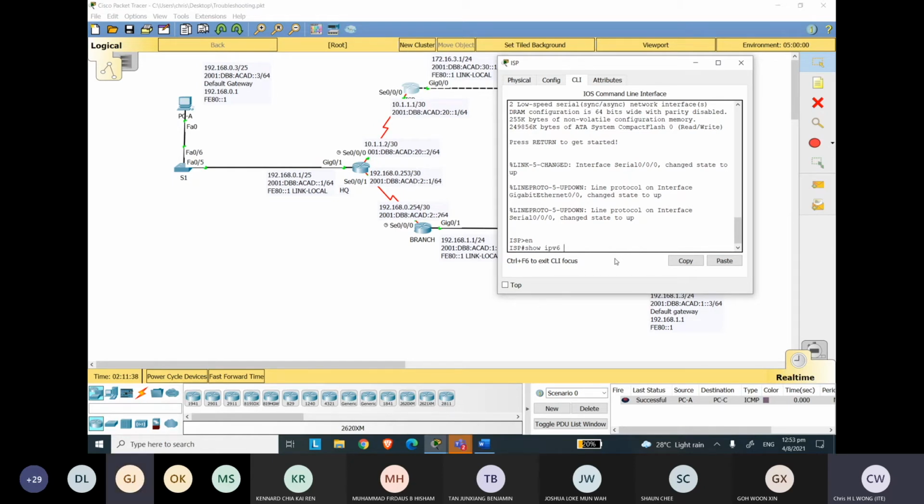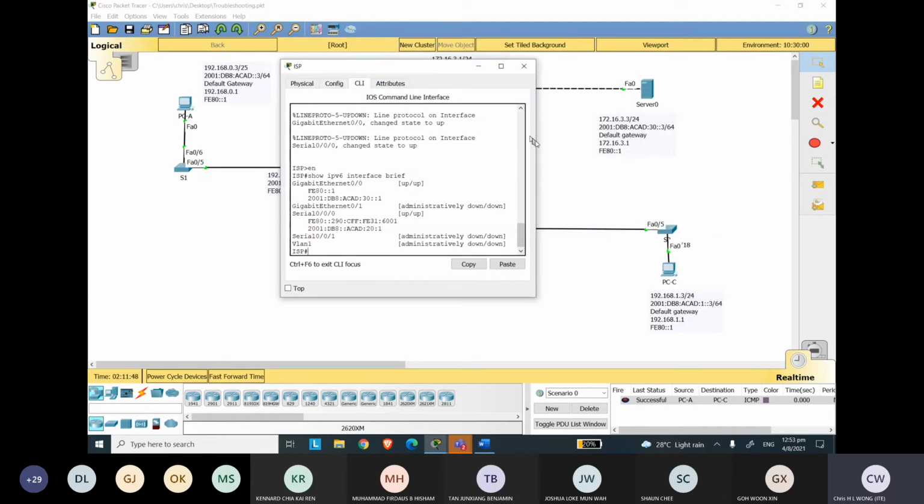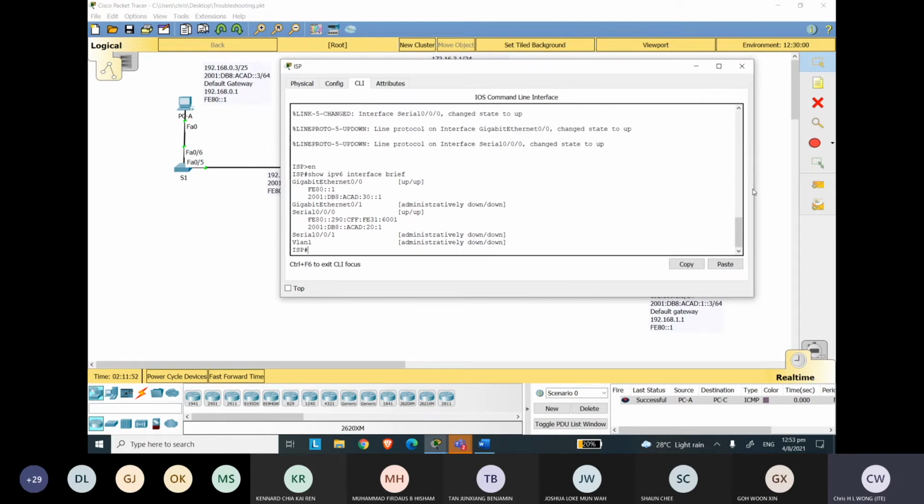Show IPv6 interface brief. Okay, let's check everybody. Let's just hold on. Make it longer. Then they. All right. Is there anything wrong? Is there anything wrong? IPv6.